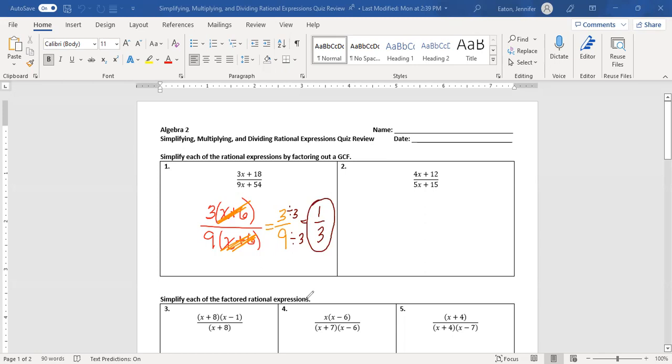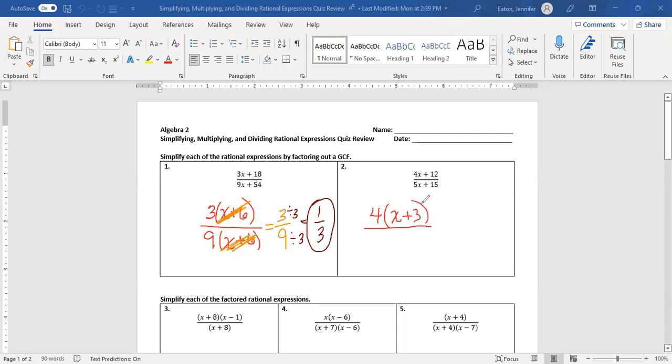Let's do problem number 2. Problem number 2, we have 4x plus 12. So we want to factor out, what do they have in common here? 4 and 12 are both divisible by 4. So we're going to write 4. 4x divided by 4 is x. 12 divided by 4 is 3.